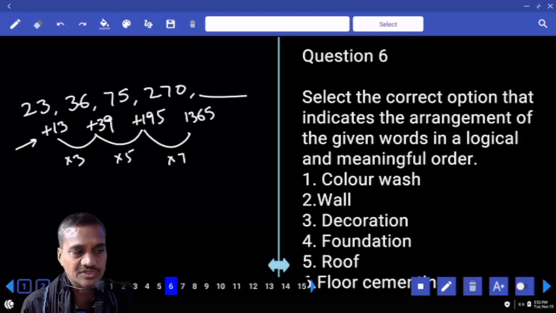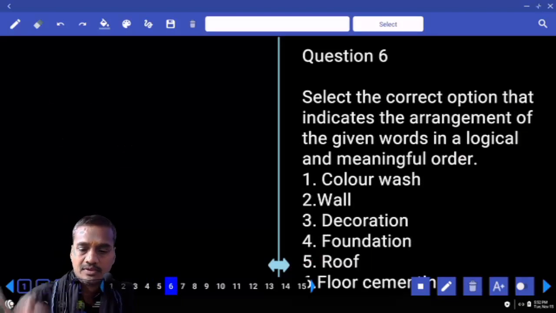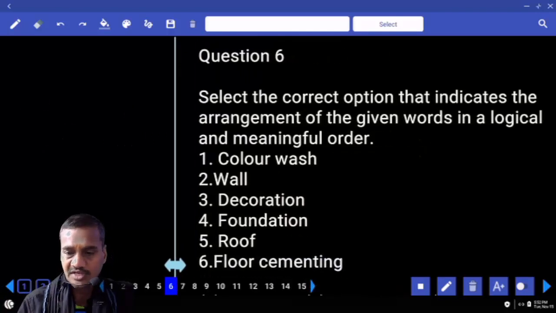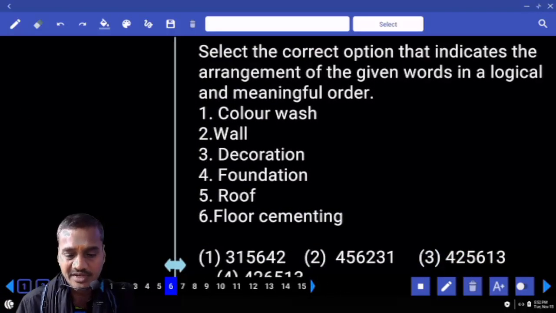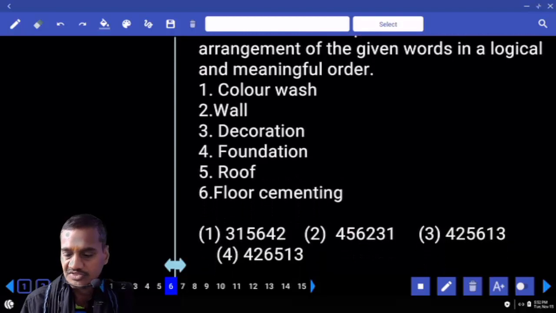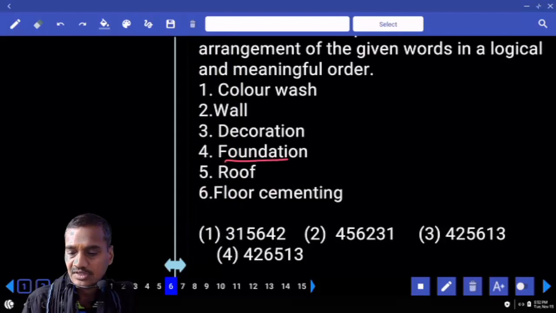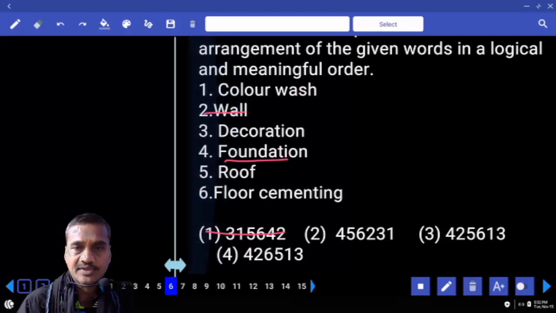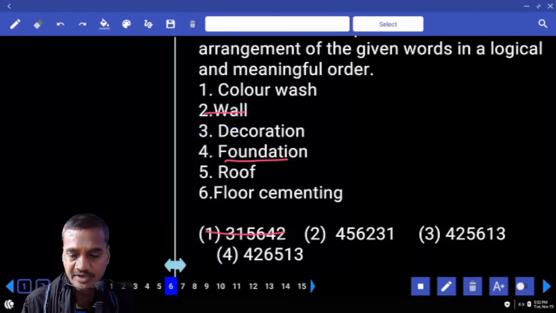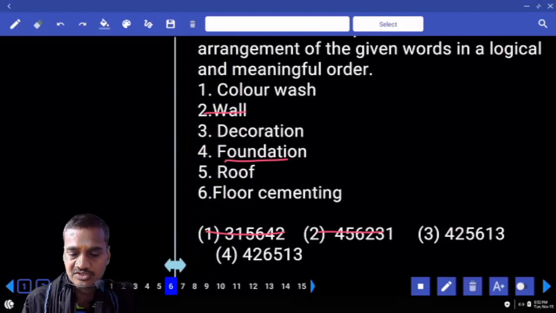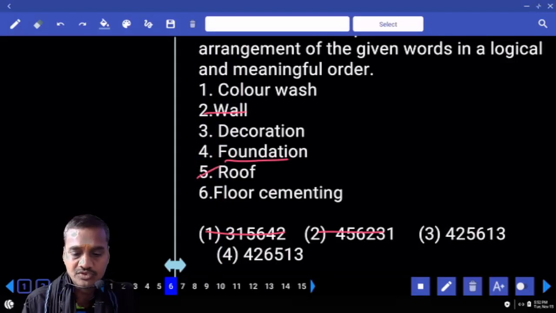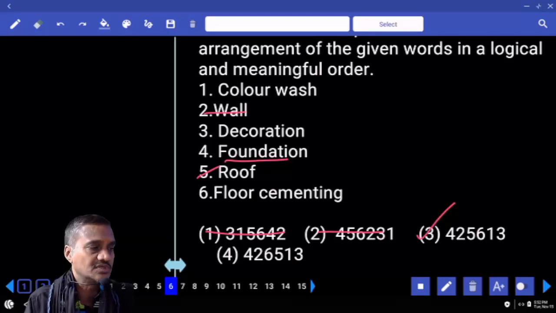Then coming to the sixth one. Now all these elements should be arranged in a logical and meaningful order. First tell me what will be laid? Foundation will be laid, isn't it? Hence choice 1 is ruled out. Next, walls will be built, isn't it? Hence choice 4 is gone. And next, roof will be laid. So choice 3 is the answer, question number 6.